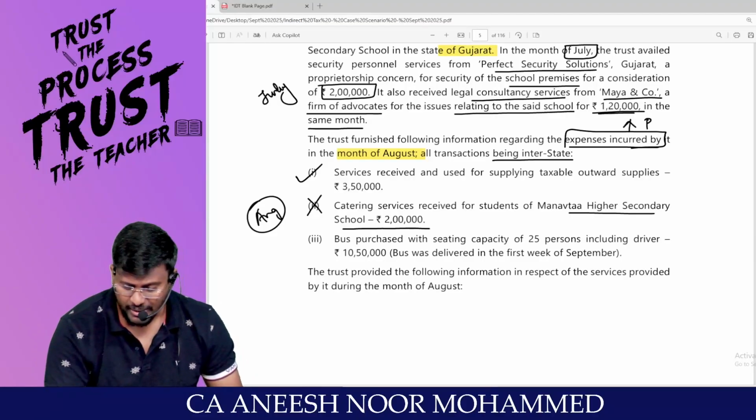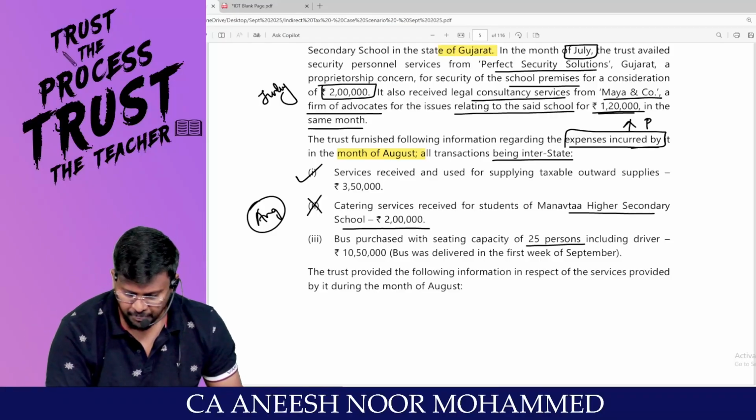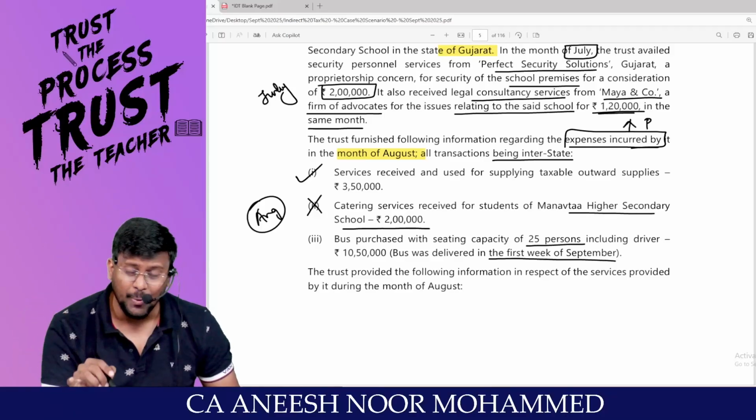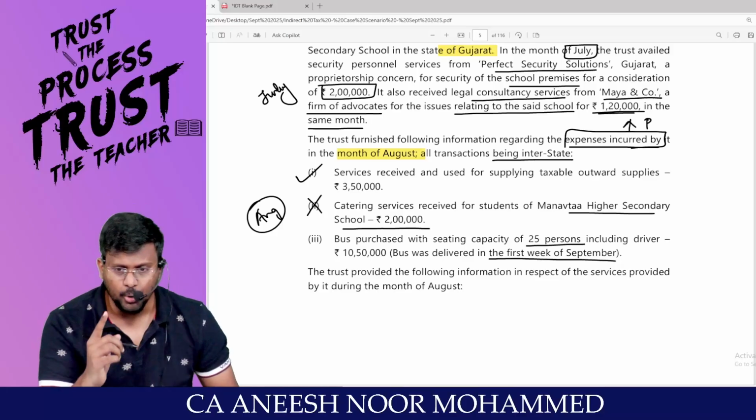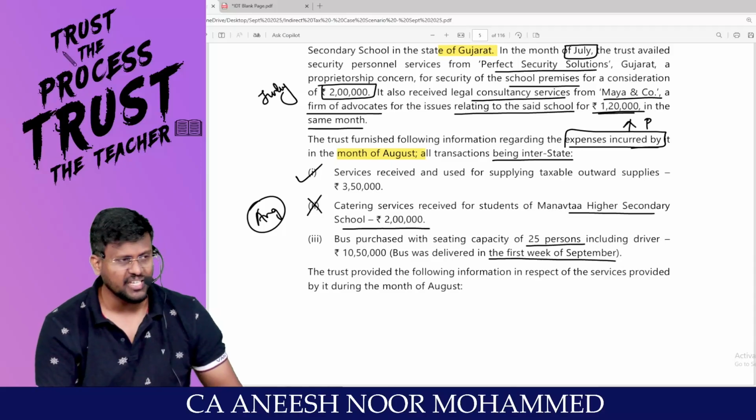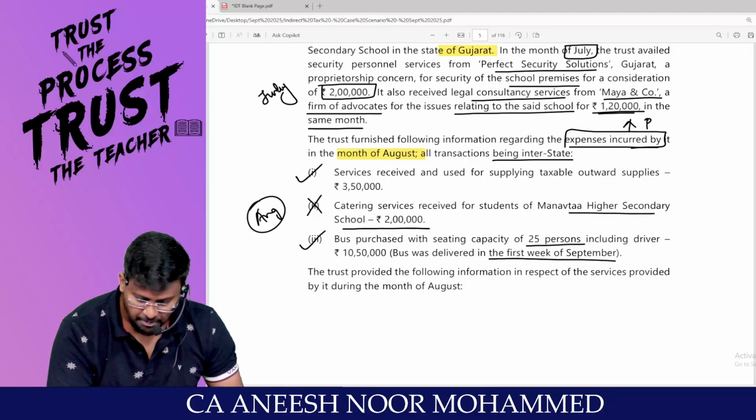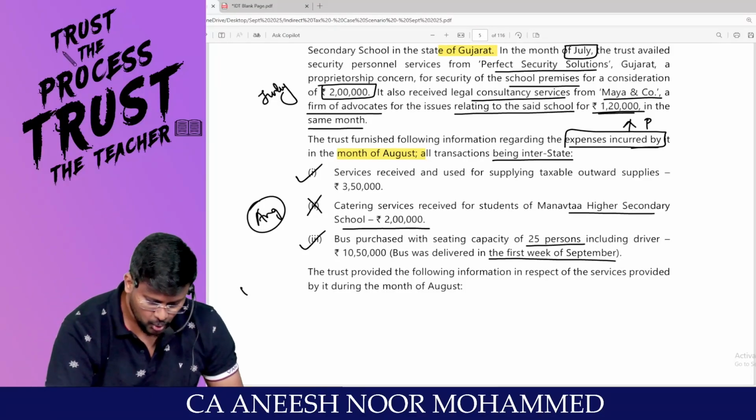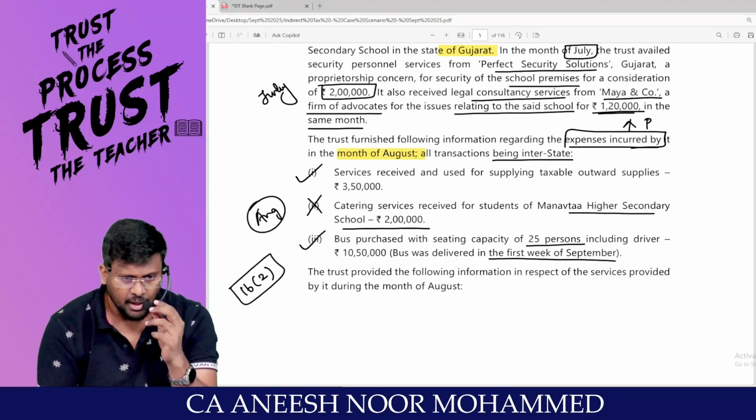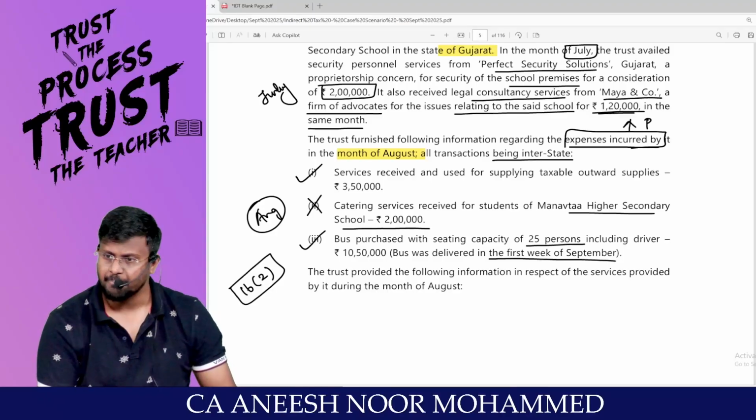Bus purchased with seating capacity of 25, including driver, 10,50,000. Bus was delivered in the first week of September. Actual receipt of goods or services or both should be satisfied in order to take the what? ITC. Actually, this bus is not a blocked credit because seating capacity is more than 13 passengers. Actually, for the bus you are entitled to take ITC, but this bus is received only in the month of September. So, as per section 16(2), you are entitled to take ITC only in the month of September because actual receipt of goods or service or both is a mandatory condition.